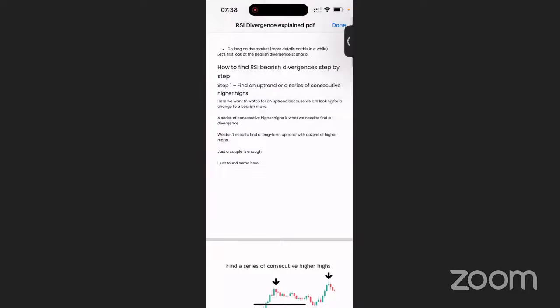So how are we going to find the bearish divergence? One, find an uptrend or a series of consecutive higher highs. Here we want to watch an uptrend because we are looking for a change in the bearish move. Here we are looking for a coin that's on an uptrend forming higher highs. A series of consecutive higher highs is what we need to find a divergence. We do not need to find a long-term uptrend with dozens of higher highs. Just a couple is enough.